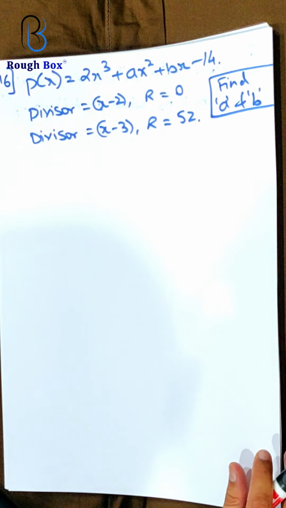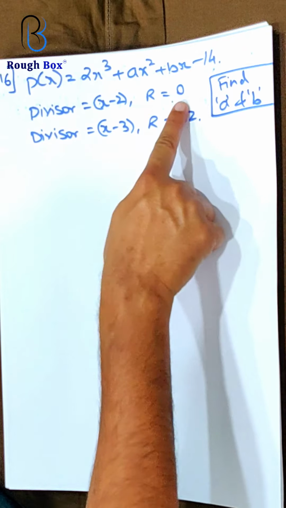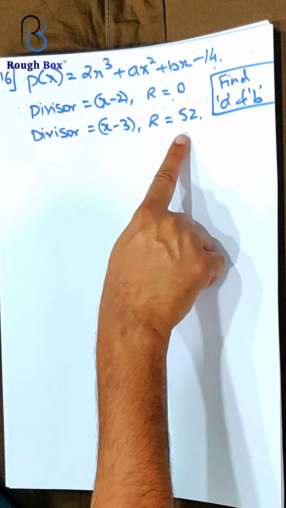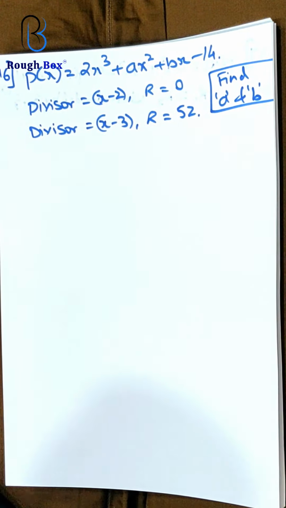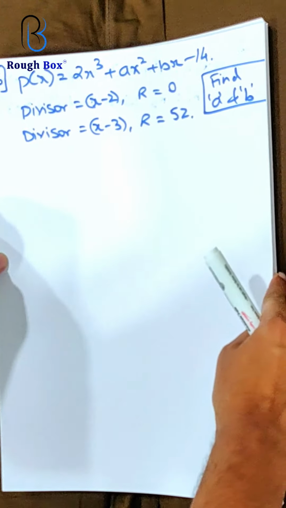So the question reads this way: if x minus 2 is a factor, now x minus 2 is a factor, that means the remainder is 0. And when the expression is divided by x minus 3, it leaves a remainder 52. Find a and b. This is a board question 2013. Pause the video, go ahead, solve it. You should manage to get the values of a and b.